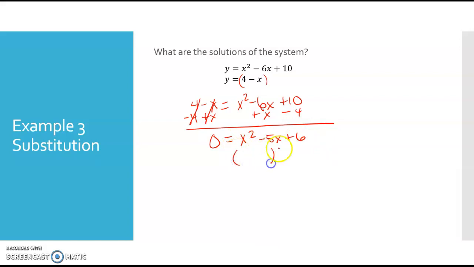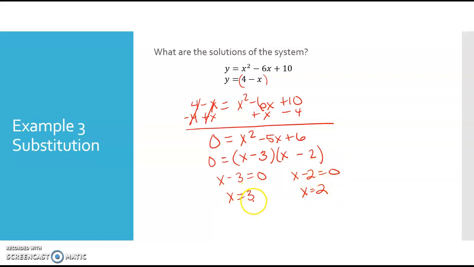Since this is a positive 6, the signs are the same, and since our b term is negative, they're both going to be negative. So I'm going to have x minus and x minus. What multiplies to 6 but adds to 5? That would be 3 and 2. So right now I have 0 equals x minus 3 times x minus 2. Set both of those equal to 0, and we get that x equals 3 and x equals 2. So that's the start. I have two x values.